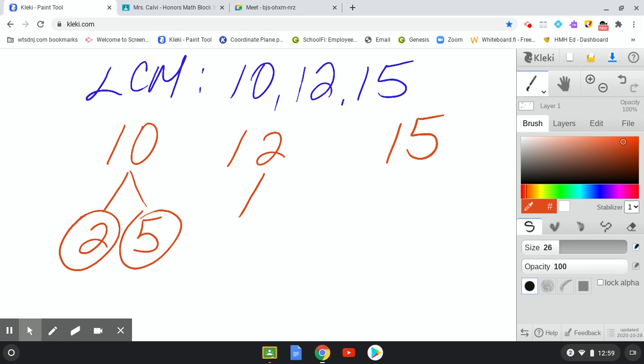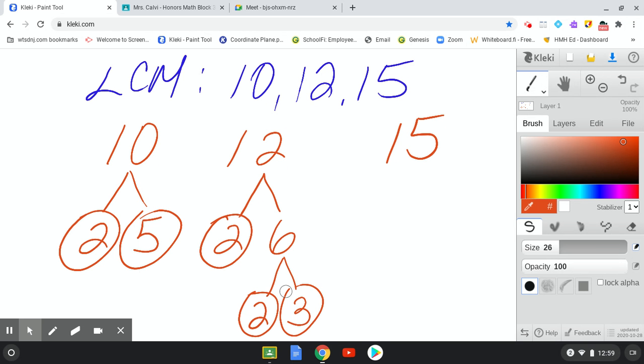So now I'm doing 12. I can do 2 times 6. I can do 3 times 4. Doesn't matter. Your end result will be the same. So I'm going to use 2 and 6. I can't go further with 2, so I'm circling it, so I know I'm done with it. I can go further with 6 because 2 times 3 gives me 6, and those are both prime, so I'm done with those, and I circle it. 15, 3, and 5. All right, those are both prime, so I'm done there.